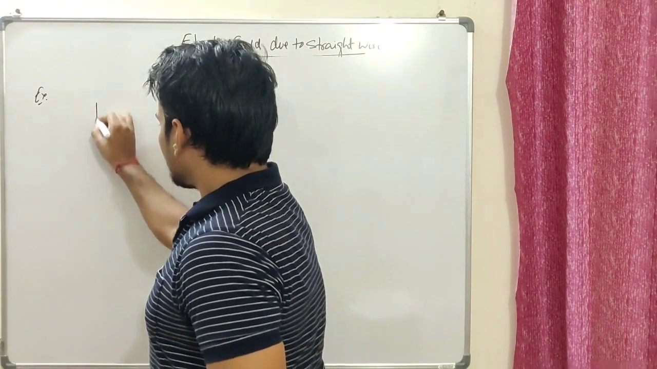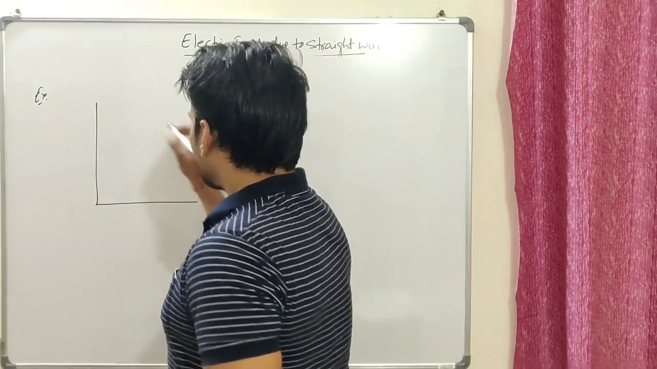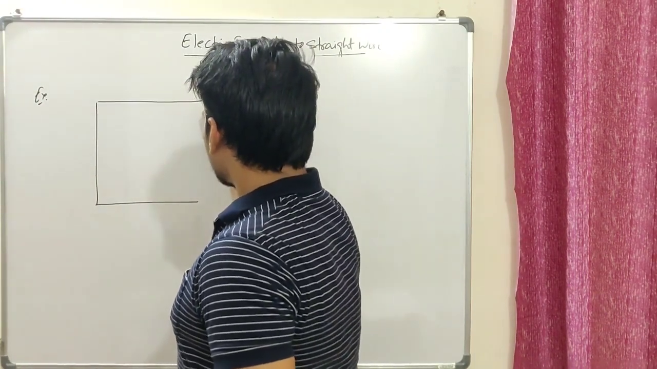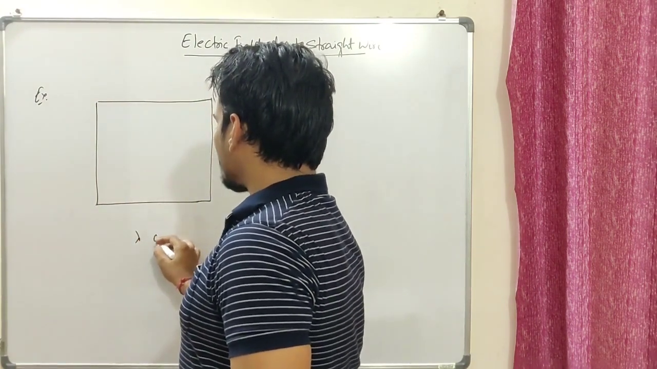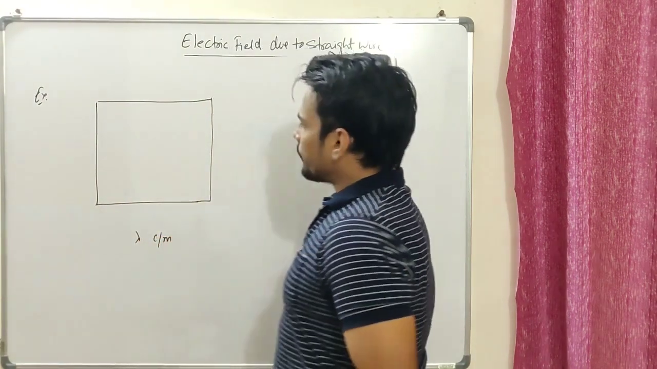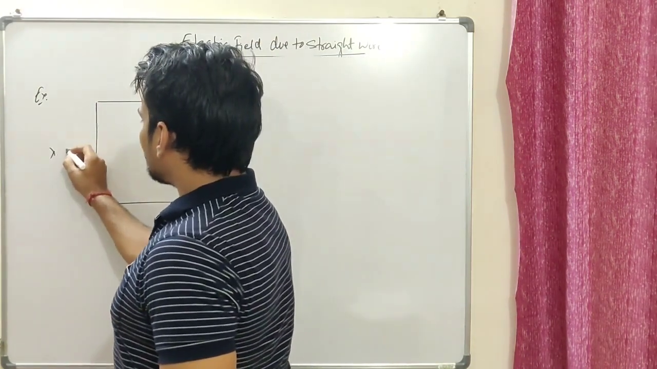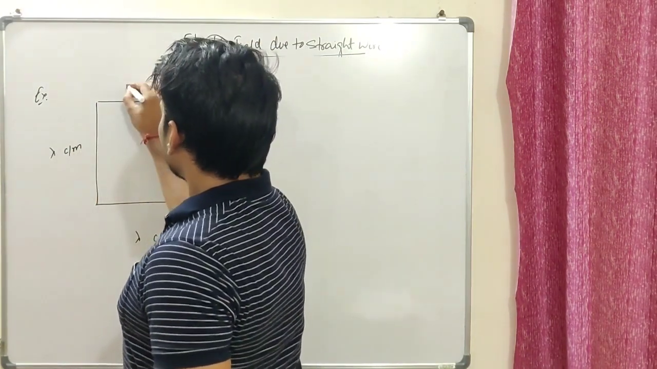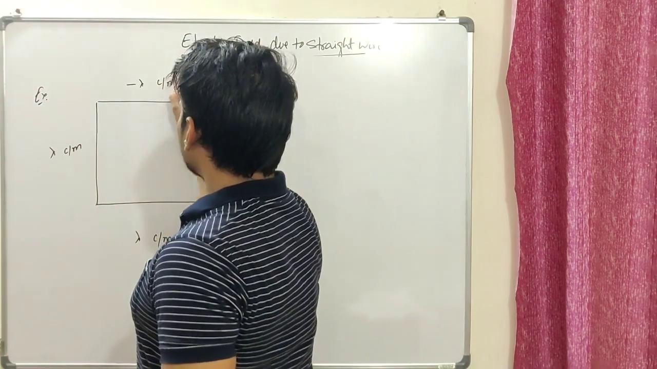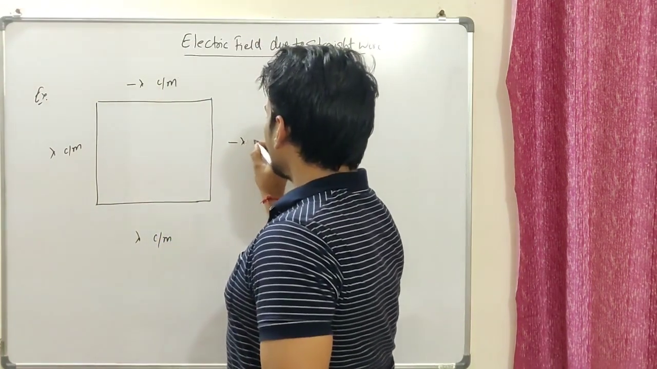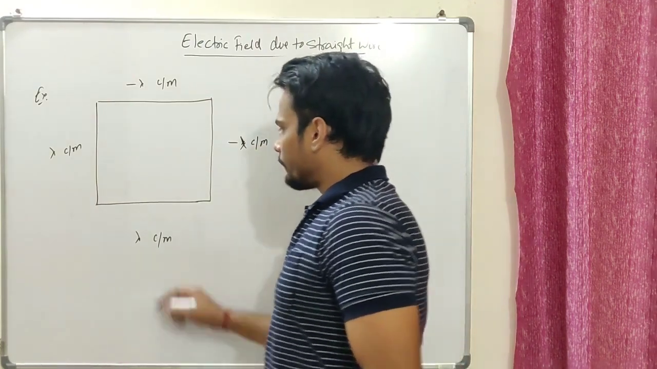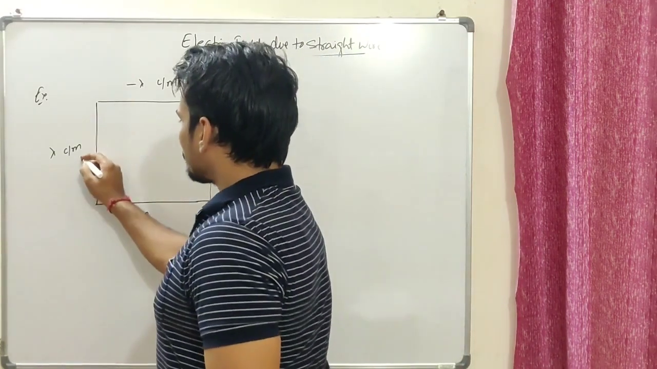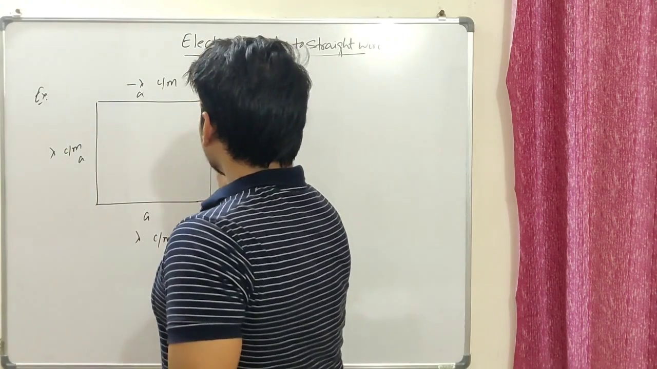Let's assume that I have these 4 finite wires arranged in the shape of a square. Let's say the charge density on this is lambda coulomb per meter. You can have lambda coulomb per meter over A as well. Let's say negative lambda coulomb per meter and negative lambda coulomb per meter. So these are the charge densities. Let's say the side length is A and A.